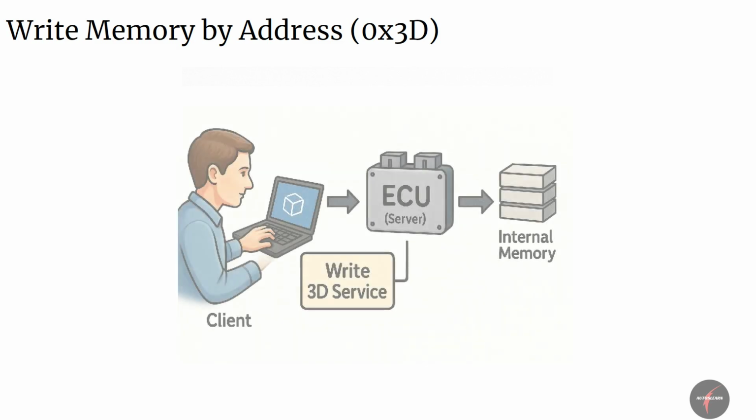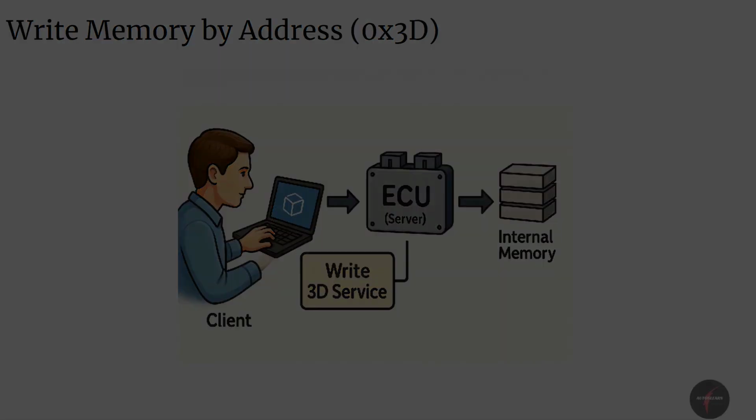Understand the purpose of this service. Write Memory by Address allows the client to write data into the server, specifically at one or more contiguous memory locations.